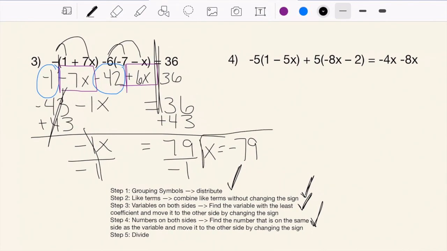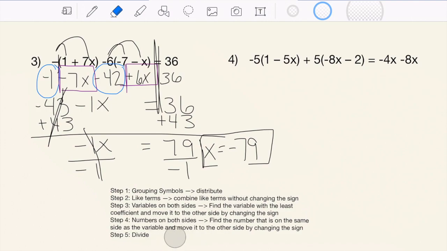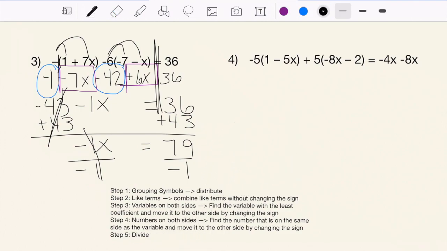So again, these look crazy and look complicated. Same 5 steps. Same 5 steps each and every time. I'm going to erase this just so we have more room for number 4. All right, same steps. Start with grouping symbols. So I'm going to distribute this negative 5 first.